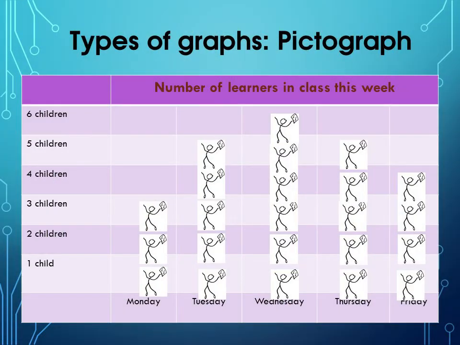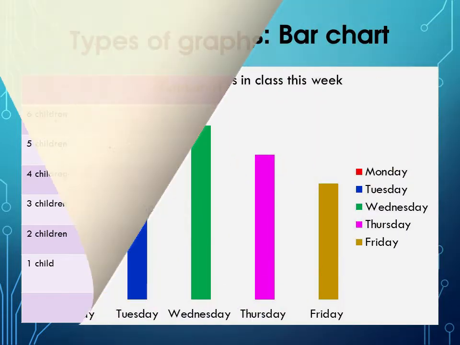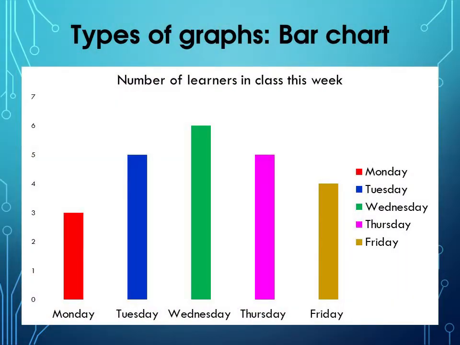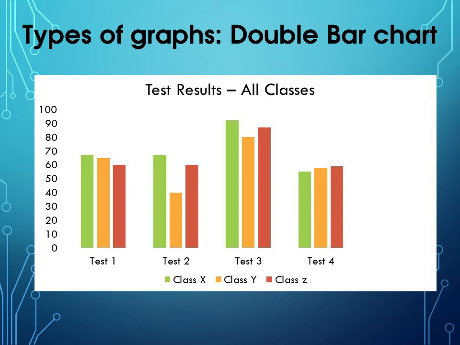The first graph is a pictograph, which shows information in a picture form. A second type of graph that is often used is a bar graph. Bar graphs allow us to compare data and see how something changes over time. A third type of graph is a double bar graph, which allows us to display and compare two sets of data on the same graph.